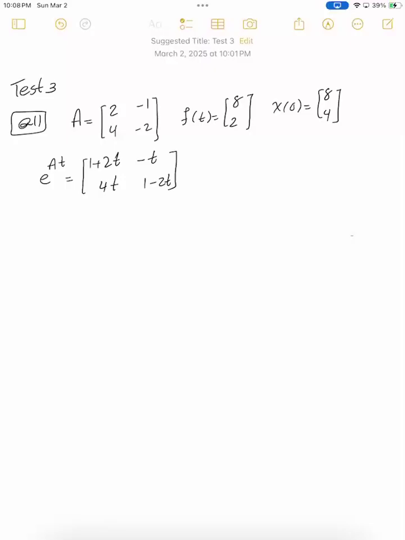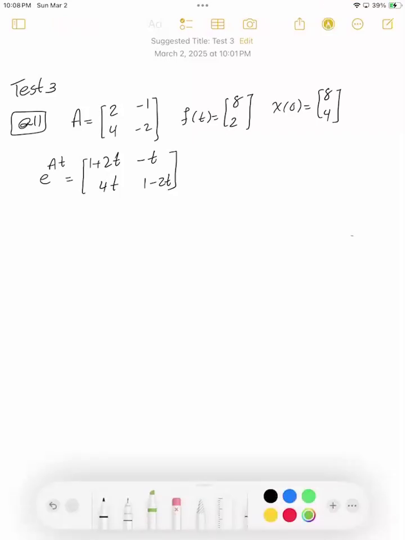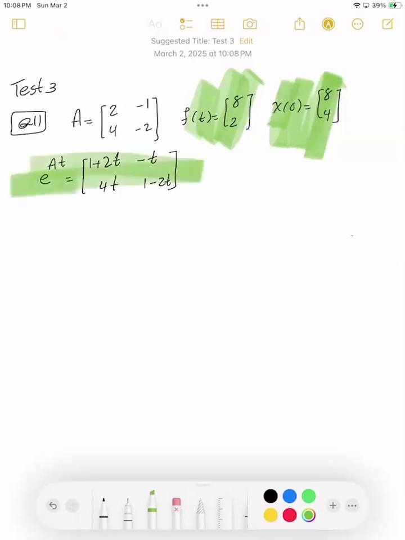This is question number 11 from test number 3. Use the method of variation of parameters to solve the initial value problem. And for this problem, we are given the following: f of t, the initial value condition, and also this matrix e^(At).